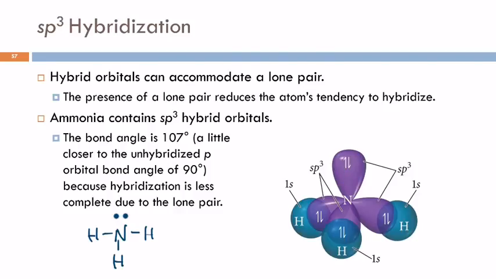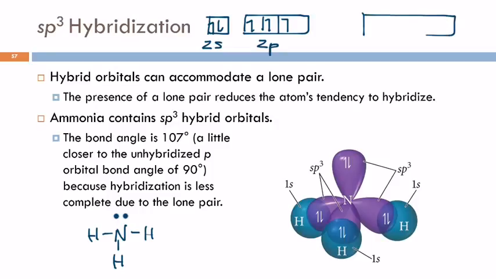So if we look, oops, wrong tool. We look at the orbital diagram for nitrogen, this is 2s and 2p. It's got 5 valence electrons, 1, 2, 3, 4, 5. When we hybridize, we get 4 equivalent orbitals, sp3. 1, 2, 3, 4, 5. These 3 orbitals are the ones overlapping with hydrogen. They're half filled. This orbital has a lone pair in it.